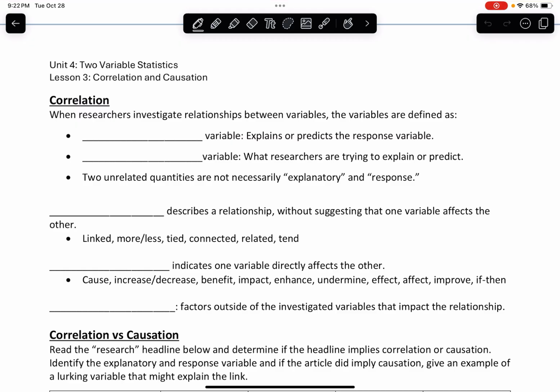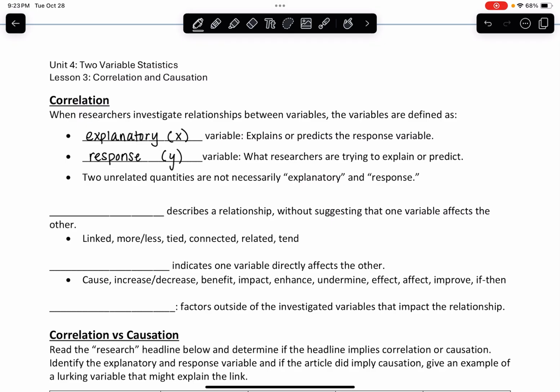So we already know from 4.2 that when researchers investigate relationships between variables, we have specific words to define those variables. So our explanatory variable, that goes on the x-axis, and that is going to be what explains, or in some cases, as we get further in this unit, predicts what the response is going to be in our y variable. And then, notably, our y variable is named the response variable.